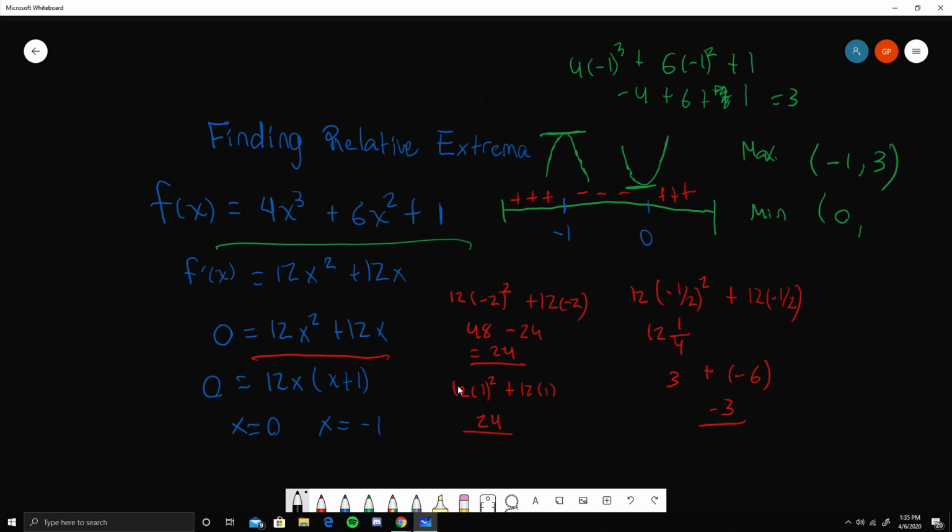Then for my minimum, I'm going to plug in a 0, which cancels the other terms, and I'm left with 1. So my minimum is 0 comma 1. And these are my final answers.